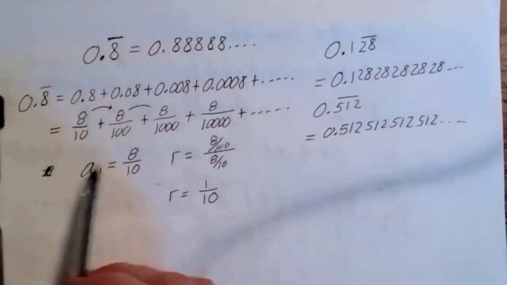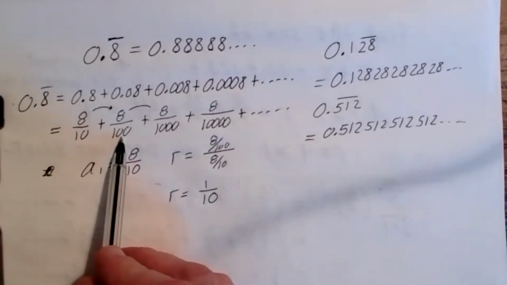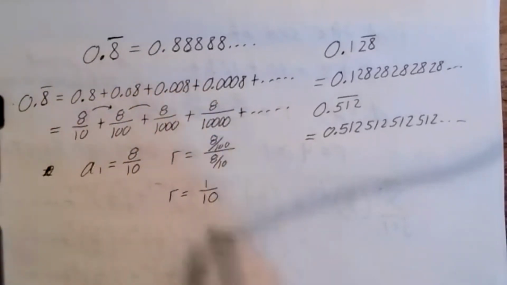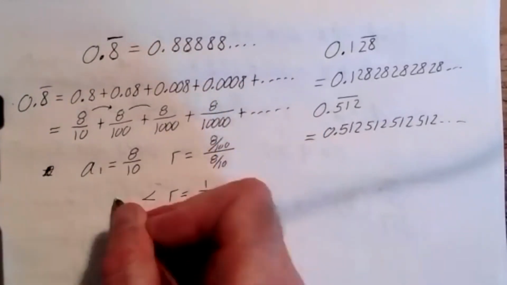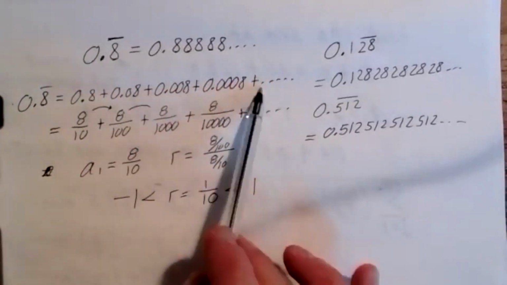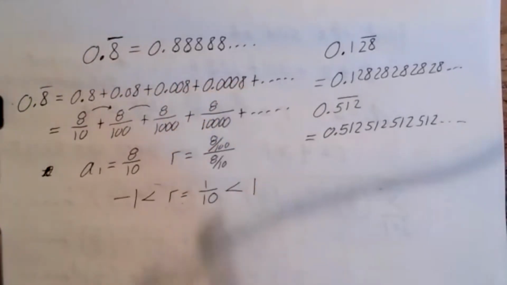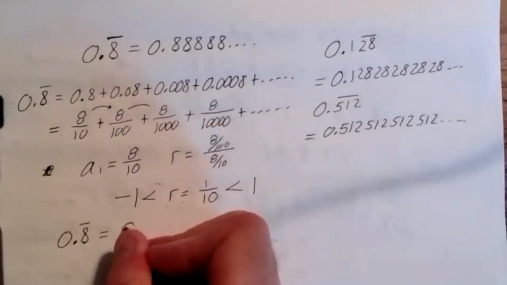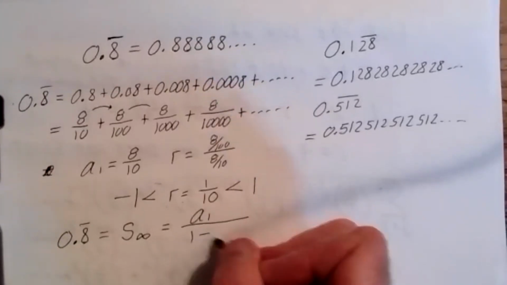Makes sense. 8/10 times 1/10 is 8 over 100. 8 over 100 times 1/10 is 8 over 1,000. 8 over 1,000 times 1/10 is 8 over 10,000, etc. But look, my common ratio is a fraction that lies between 1 and -1. So is this infinite geometric series convergent or divergent? Convergent. It's convergent, which means the sum exists, which means, ladies and gentlemen, I should be able to rewrite this repeating decimal as this infinite sum, which is to say it's my first term divided by 1 minus r.